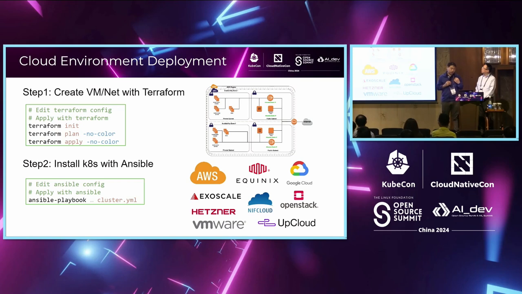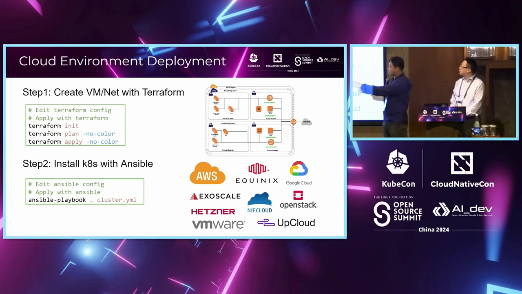Next, I will talk about some details of Kubespray. If we are using the cloud environment, we can use Terraform to create VMs, and not only VMs, but also the network, such as a load balancer and VPC. There are many Terraform scripts included in Kubespray, so we can use the command terraform init to initialize and then apply. Then we install Kubernetes with Ansible using one command, ansible-playbook cluster, to deploy the Kubernetes cluster. That's the way to use Kubespray. And these are the cloud providers we support, many cloud providers.